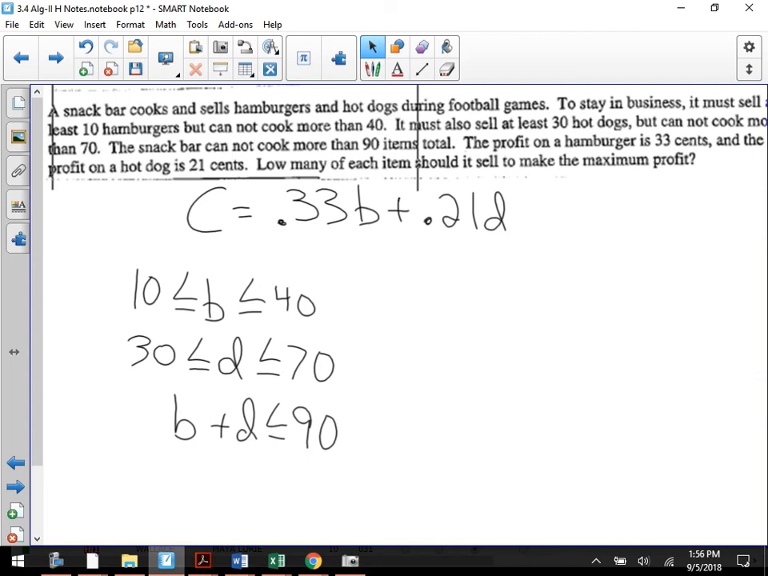Now, in this case, barring any major catastrophe, nobody's strong-arm robbing the concession stand where you're only making 33 cents a burger. You must have a horribly high overhead at this point.